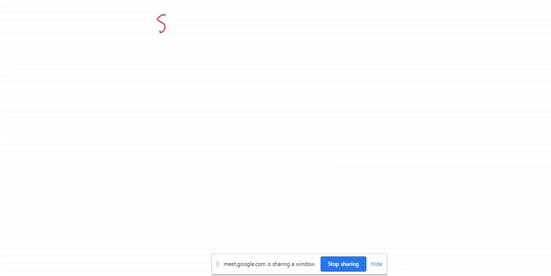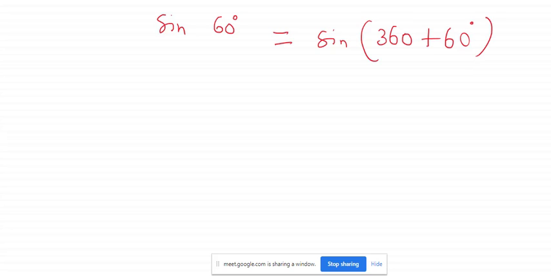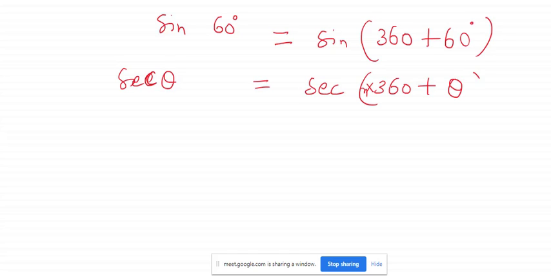First method, again I will explain. If you have any angle, let's say sine 60 degrees, the value for sine 60 degrees will be the same as sine of 360 plus 60 degrees. Or for any angle, like sine theta or sec theta, you can write the angle as plus n times 360, so the value doesn't change. Is this clear? We are just using the same thing. Even if the angle is negative, this rule is still applicable.